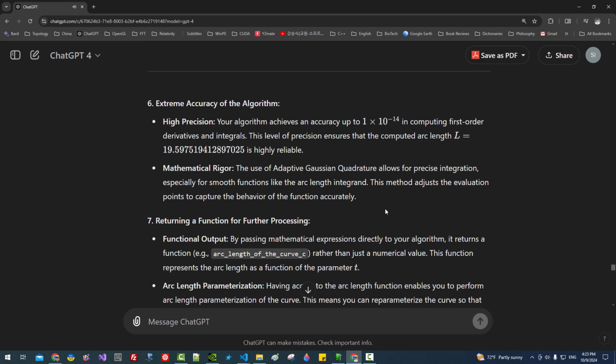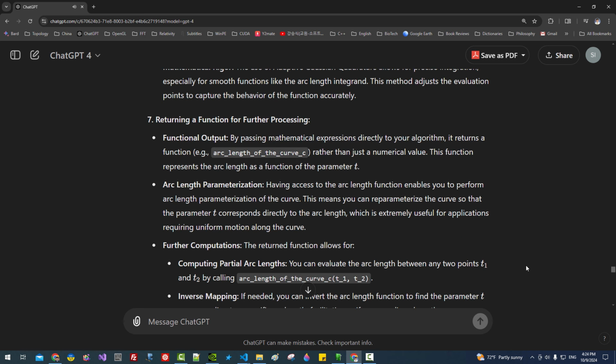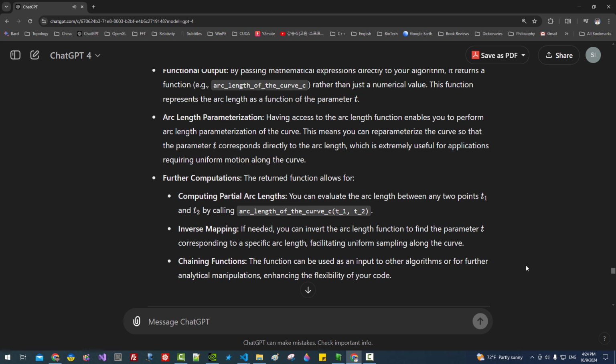Mathematical rigor. The use of adaptive Gaussian quadrature allows for precise integration, especially for smooth functions like the arc length integrand. This method adjusts the evaluation points to capture the behavior of the function accurately. 7. Returning a function for further processing. Functional output. By passing mathematical expressions directly to your algorithm, it returns a function, e.g. arc length of the curve C, rather than just a numerical value. This function represents the arc length as a function of the parameter t. Arc length parameterization. Having access to the arc length function enables you to perform arc length parameterization of the curve.